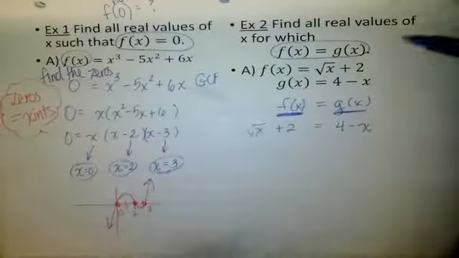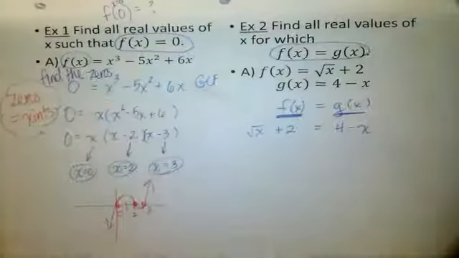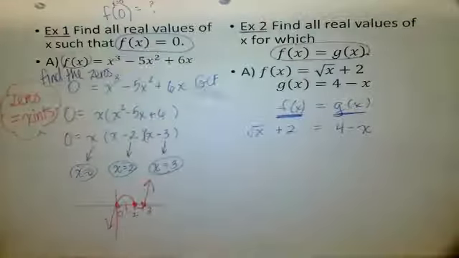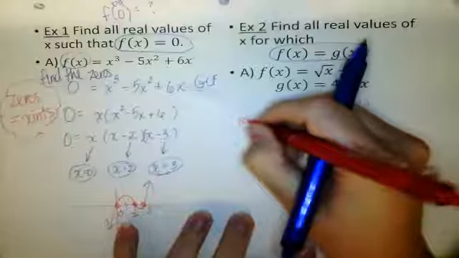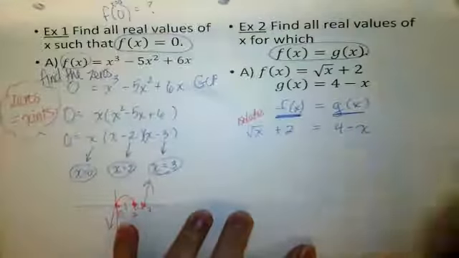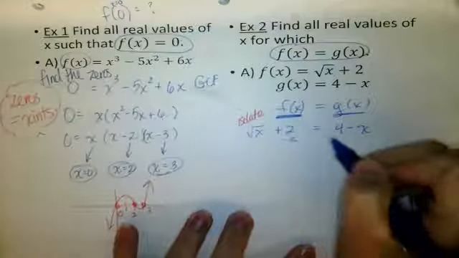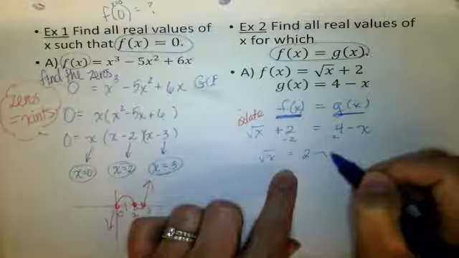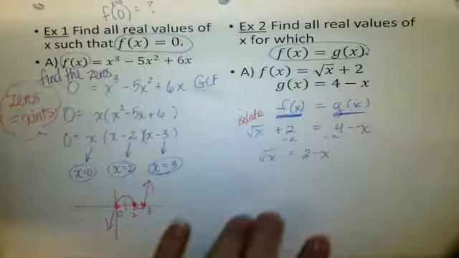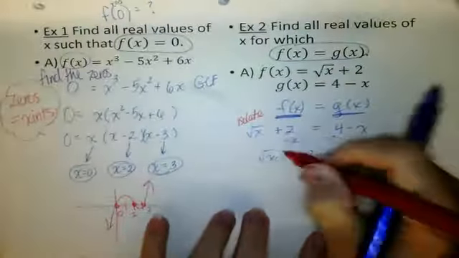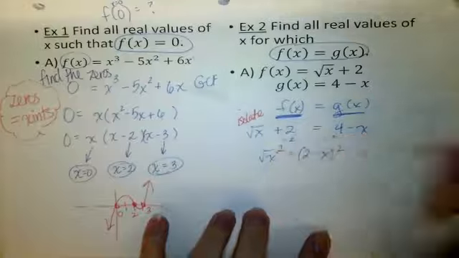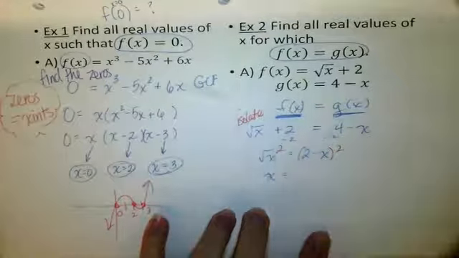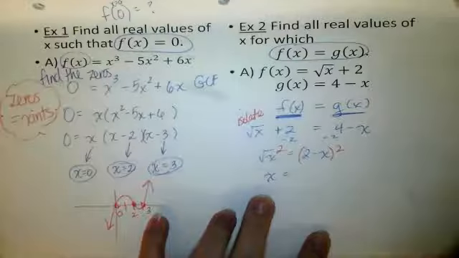And then they want us to find x. Find the values for x. So how do we solve this equation? Isolate the radical. Thank you. Isolate the radical. So I'm going to go ahead and subtract 2. So I get the square root of x is equal to 2 minus x. And then how do we solve? Square both sides. So we are going to square both sides. And the square root of x quantity squared is x.